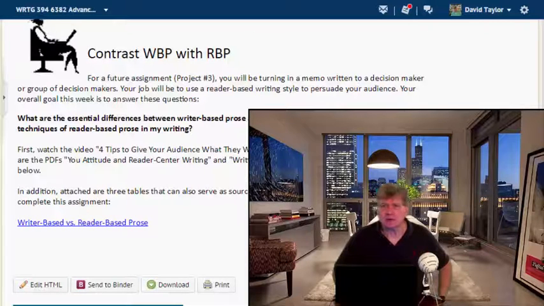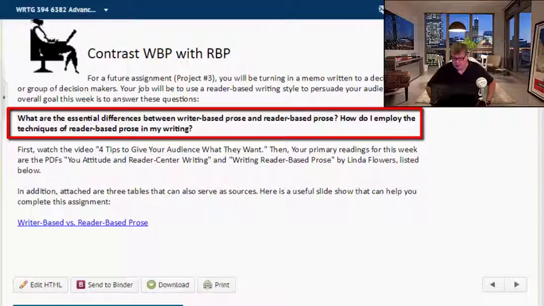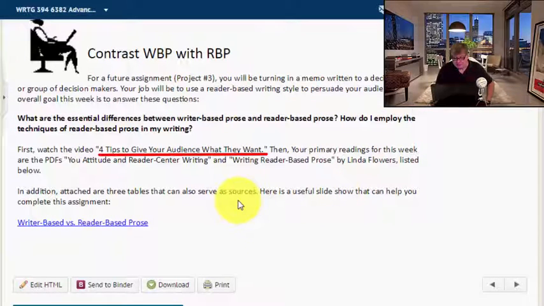And so you're going to be using a form of writing called reader-based prose in order to help achieve that persuasiveness. So you need to ask yourself the following 2 questions. What are the essential differences between writer-based prose and reader-based prose? And then once you know those differences, you next need to know, how do I employ the techniques of reader-based prose in my writing? Now, I've made a video called 4 Tips to Give Your Audience What You Want, and that's going to be one of your primary sources for getting those techniques and learning how to employ them.